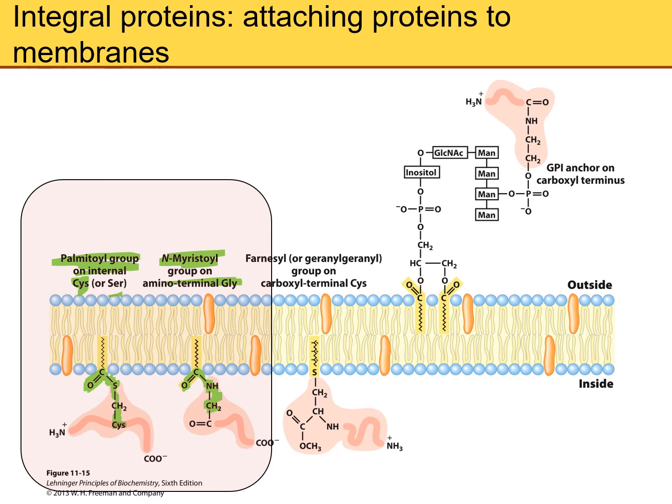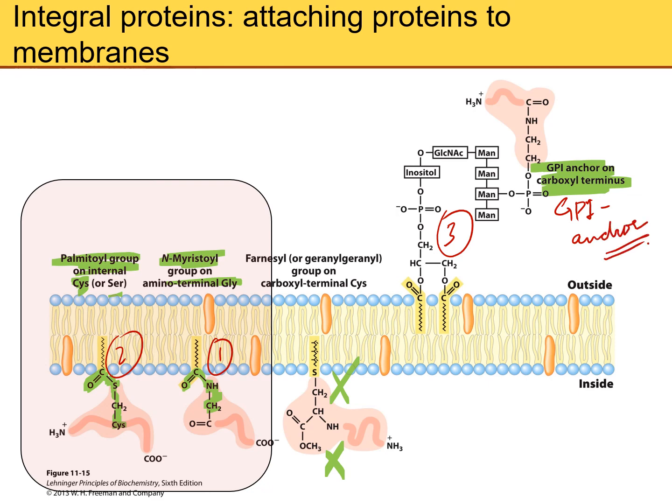And then there's another one, farnesyl, and we'll not talk about this, so don't worry about it. The third one is this scary guy here. It does look scary, but you'll see it is not that difficult to understand. This is what's called a GPI anchor. I'll save this into a new slide, and I'll stop here for now. Thanks.